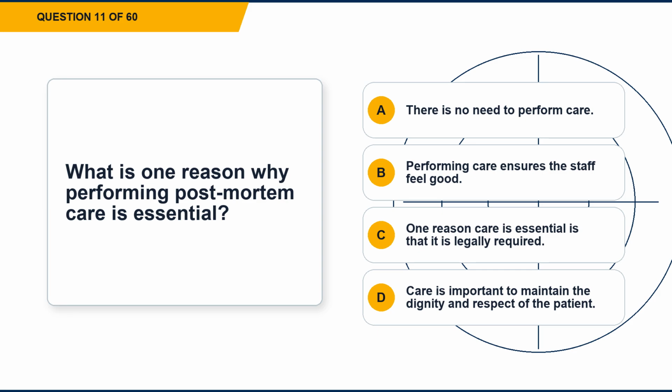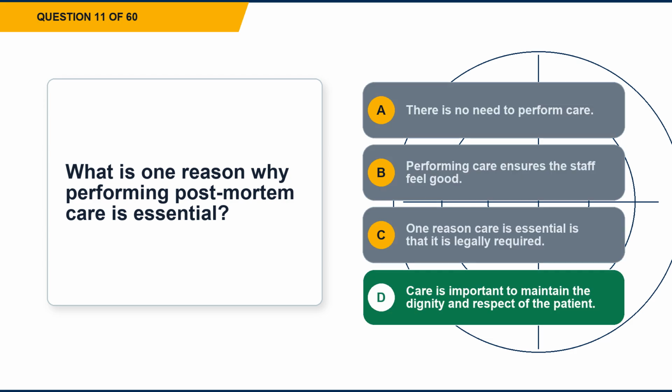Option A. There is no need to perform care. Option B. Performing care ensures the staff feel good. Option C. One reason care is essential is that it is legally required. Option D. Care is important to maintain the dignity and respect of the patient. The correct answer is option D. Care is important to maintain the dignity and respect of the patient.